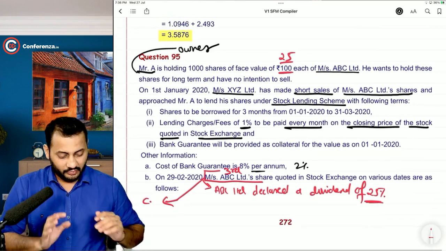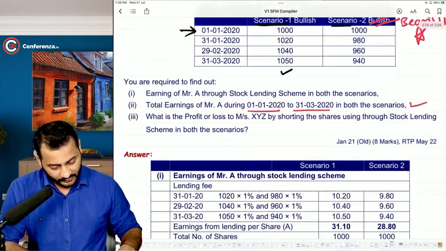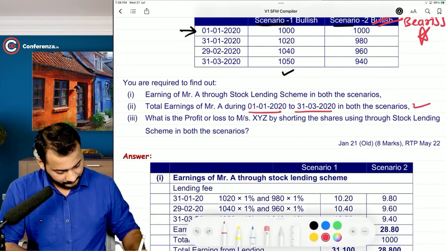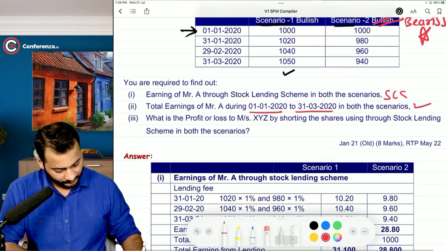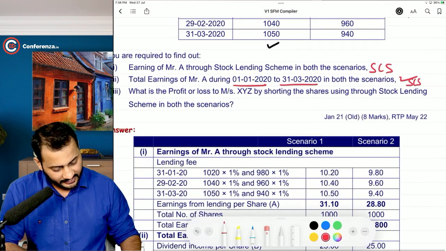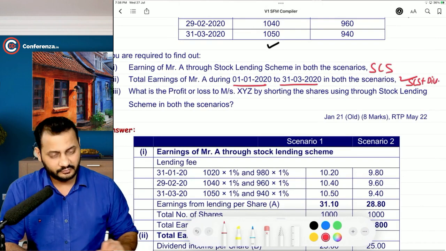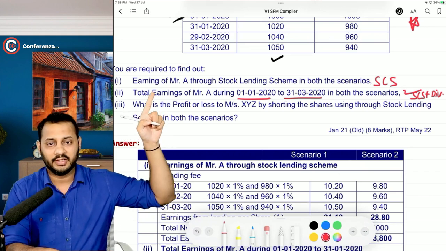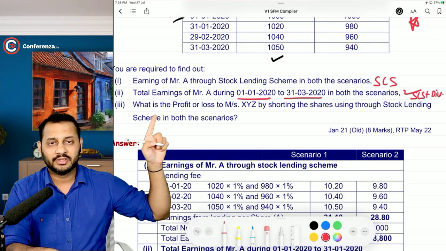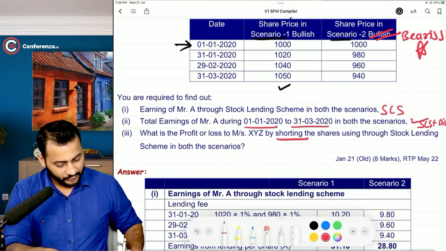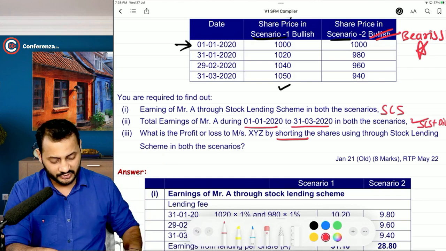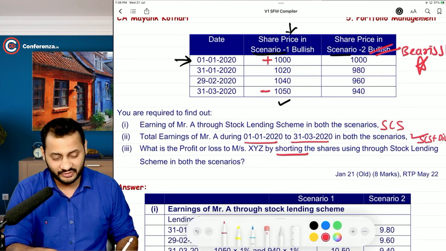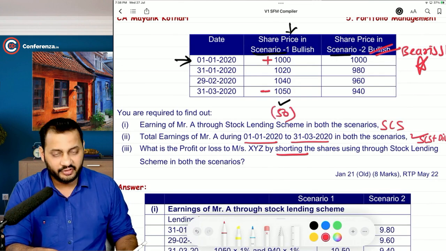Okay. So what has happened in the second part? The first part will give you the earnings from stock lending scheme itself. And the second part will be stock lending scheme plus dividend, the earnings. The third part is related to Messrs XYZ who borrowed the shares. What is the profit or loss to Messrs XYZ by shorting the shares through stock lending scheme in both the scenarios? See, he sold the shares at 1000 and he purchased the shares at 1050. It is very clear that he has a loss of 50 in this scenario.